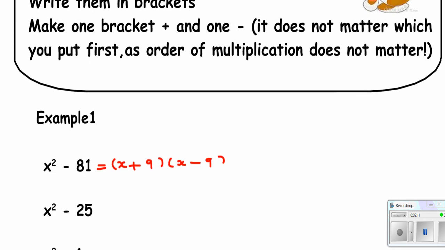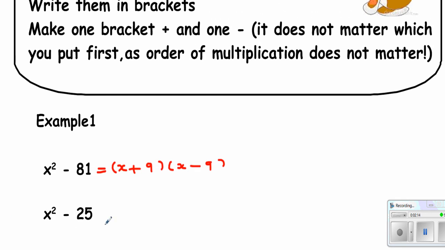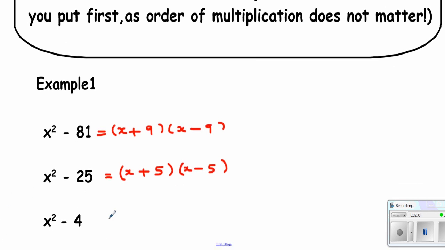Another example. x squared minus 25. We take the square root of x squared, which is x, and we make one bracket with x at the start, and then we take the square root of 25, which is 5, and we make one bracket positive, and we make one bracket negative. x squared minus 4, again we've got a difference of two squares. So we take the square root of x squared, which is again x, fill it into each bracket, and the square root of 4 is 2, so we make one bracket positive and we make one bracket negative.